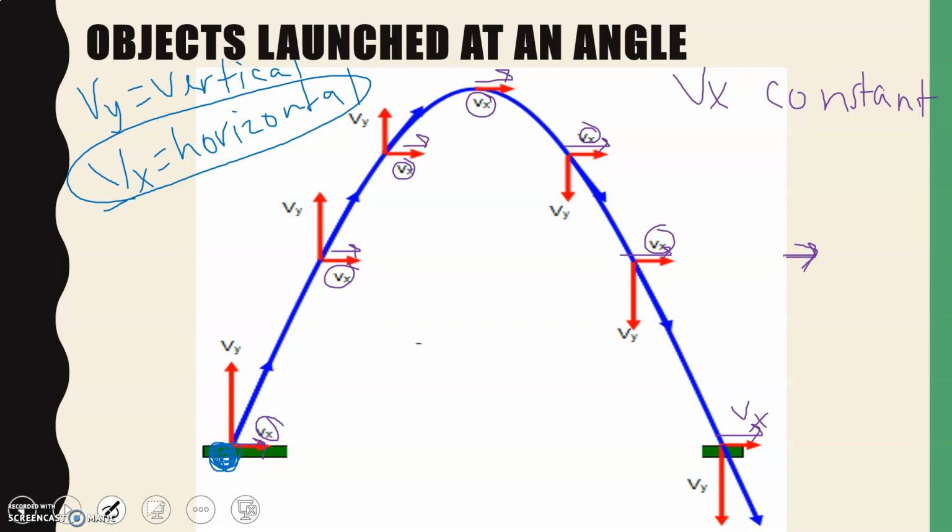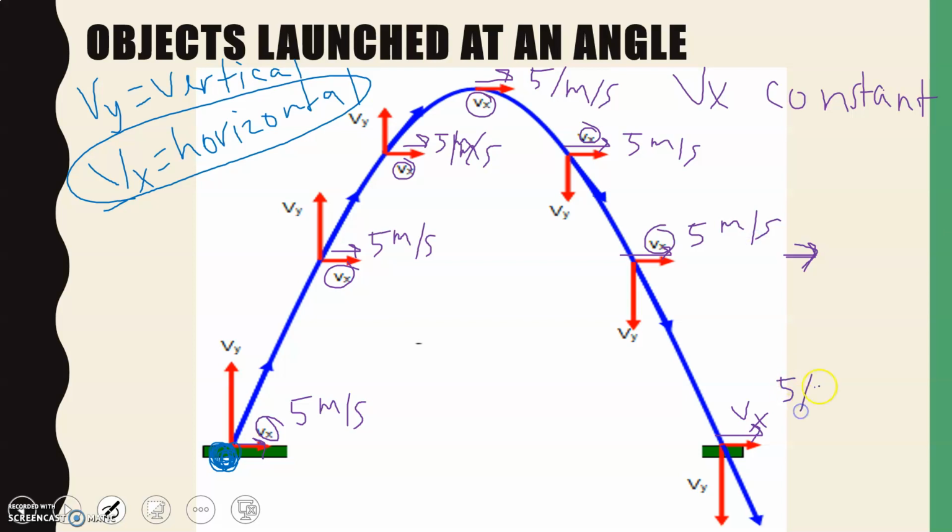So if we were going to assign a number to our horizontal velocity, let's say that we launch it and our horizontal velocity was 5 meters per second. That means that at every single position as that ball moves, the horizontal component is always going to be 5 meters per second. It doesn't matter where the ball is on its path, going up, going down, the velocity in the horizontal component is always going to be moving forward 5 meters per second.